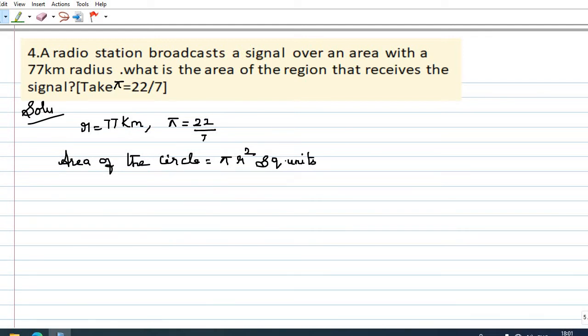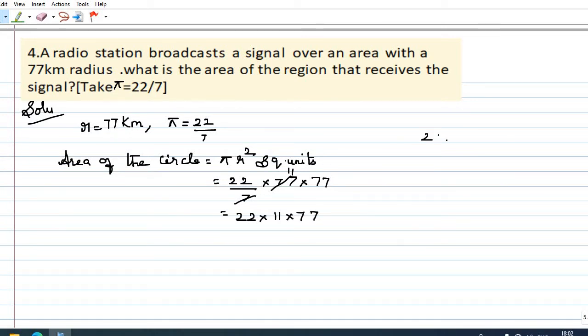Okay, what is the pi here? 22 by 7. And radius is 77 into 77. Listen children, 7 ones are 7, 7 elevens are 77. So 22 into 11 into 77.